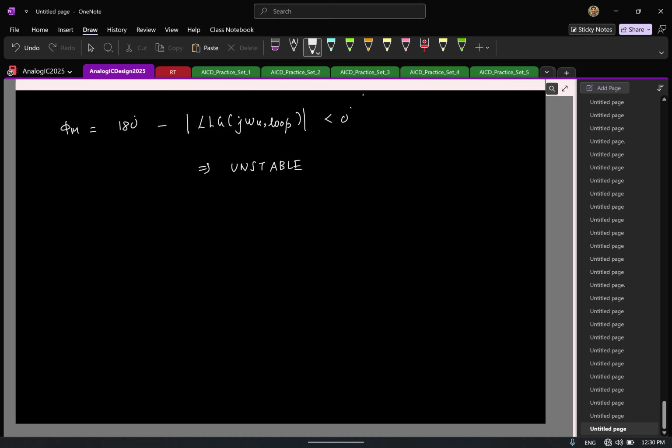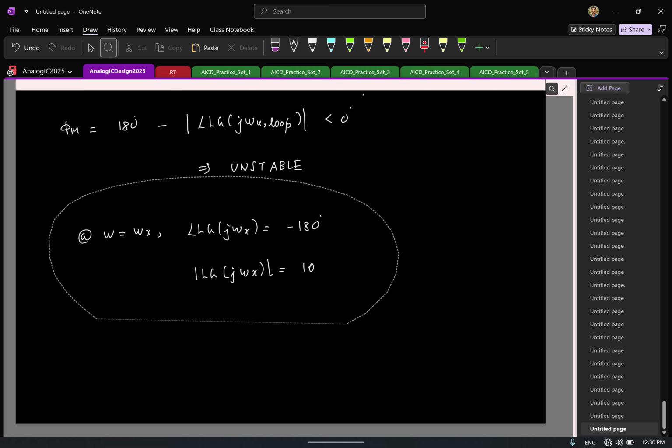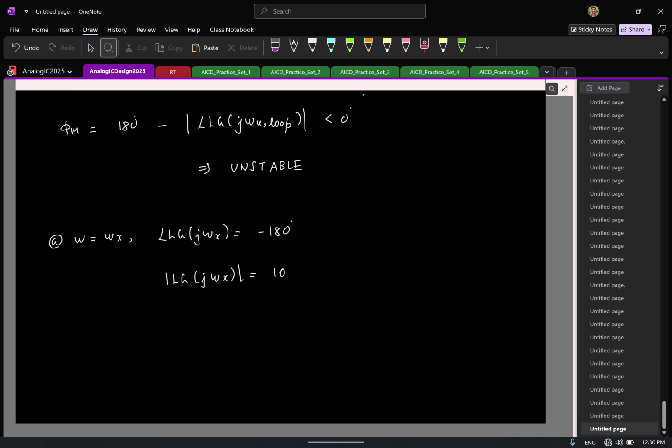Is it clear? So if it is clear, I'll ask this question. Let's say I give you a particular scenario for a particular loop gain, that at some frequency omega x, the phase of the loop gain is minus 180. I find that the magnitude at the same frequency is, let's say, 10. So now tell me if the system is stable or unstable.